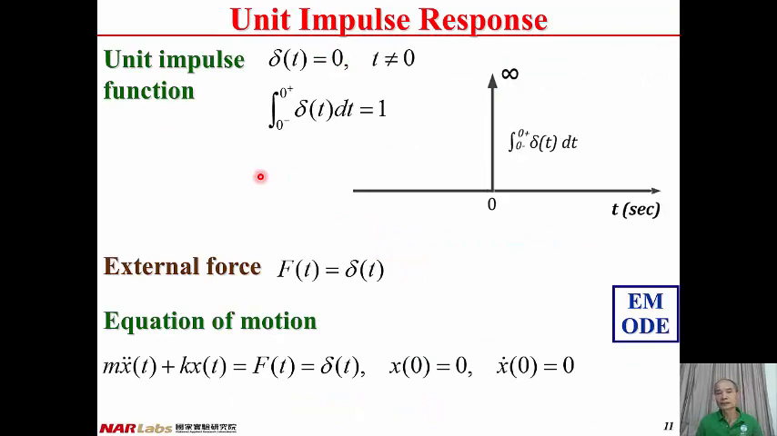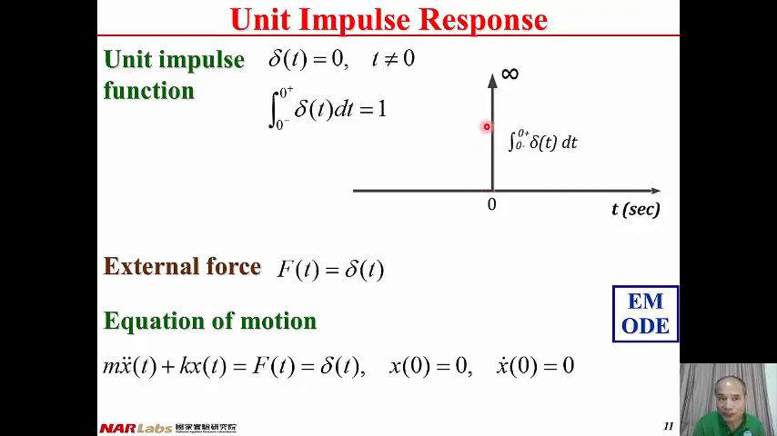After studying the unit step response, we go to the unit impulse response. And here is the unit impulse function. When t is non-zero, delta(t) equal to 0. When t equal to 0, delta(t) tends to infinity. But the area under this function equal to 1. Therefore, the integration from 0 minus to 0 plus of delta(t) dt equal to 1. Because the area under this curve equal to 1, it is a unit.